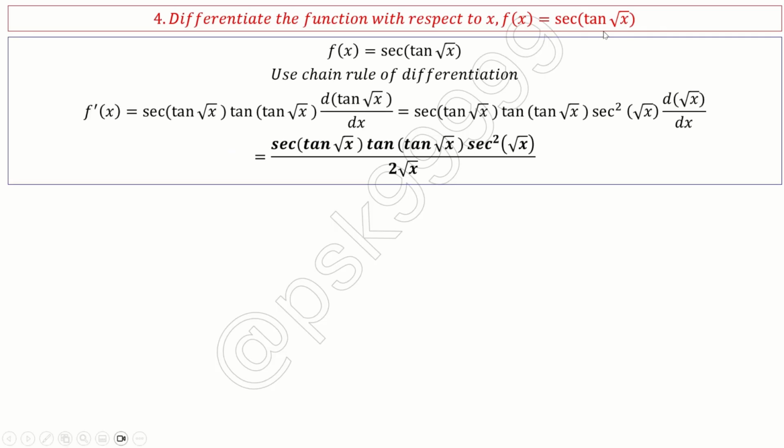Secant of tan of square root of x. Okay, this is basically 3 times; the chain rule will apply 3 times. So let's do one problem at least.